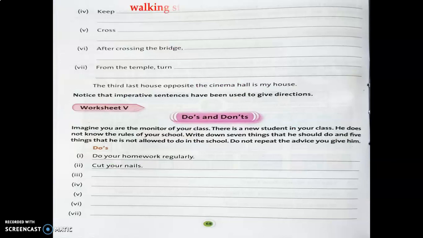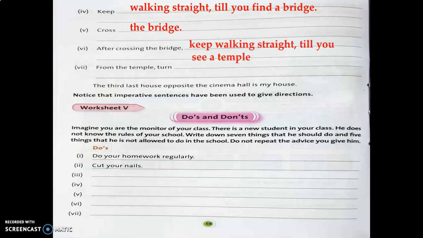Same is on the next page. Keep walking straight till you find a bridge. Cross the bridge. Then after crossing the bridge, keep walking straight till you see a temple. From the temple, turn left. And the third last house opposite the cinema hall is my house. Notice that imperative sentences have been used to give the directions.